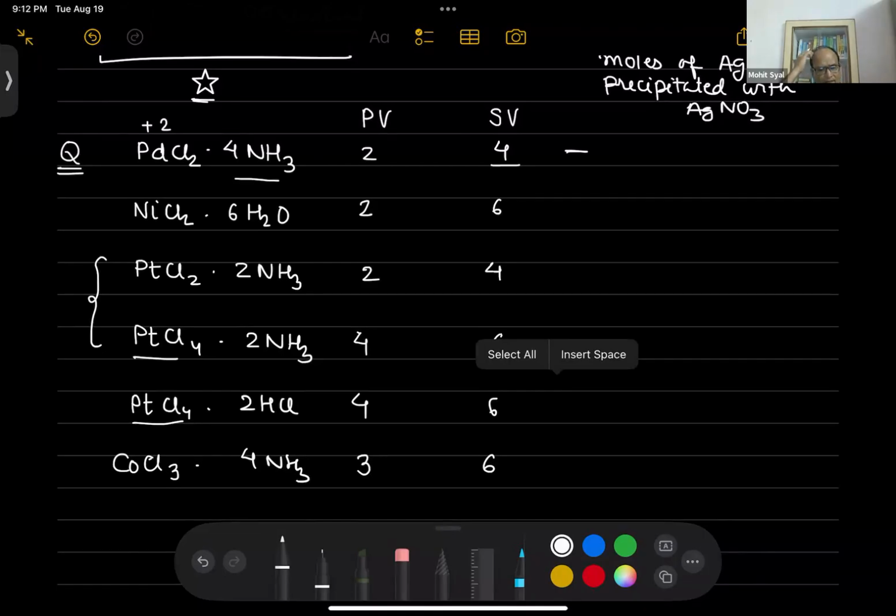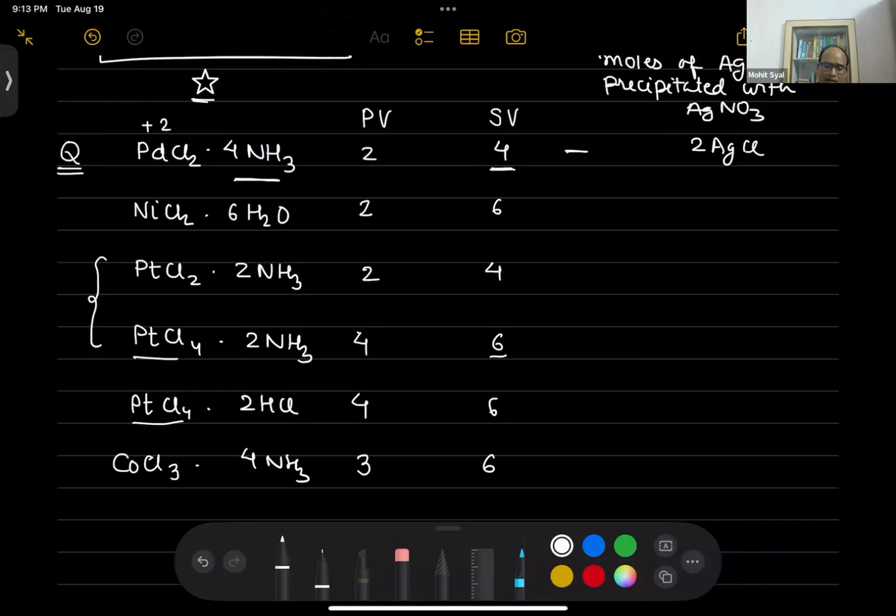Secondary valency 4 means 4 ammonia are going to be inside, and 2 chloride are going to be outside. The 4 ammonia are there exclusively to satisfy the secondary valency. So the Cl minus should stay outside the square bracket, and you are going to have 2 moles of AgCl. Got it? Is it clear or not?